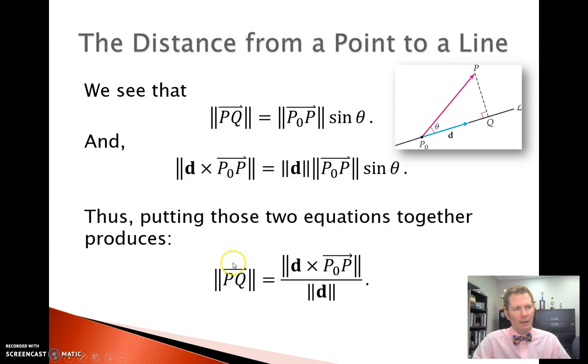And the magnitude of the vector PQ is this distance that we're trying to find, the distance from the point P, not on the line, to the line L at the point Q, which is closest to P. Okay, so let's do an example of this.